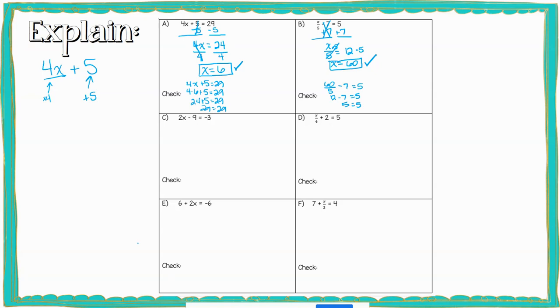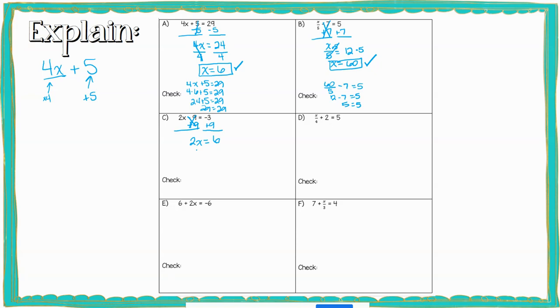2x minus 9 equals negative 3. Well, I know that I need to get rid of my adding or subtracting first. So since I'm subtracting 9, I need to add 9 because that is the inverse of subtracting 9. And I'm going to do that on both sides of my equation. Negative 9 plus positive 9 is 0. So those cancel to leave me with 2x equals negative 3 plus positive 9 gives me positive 6.